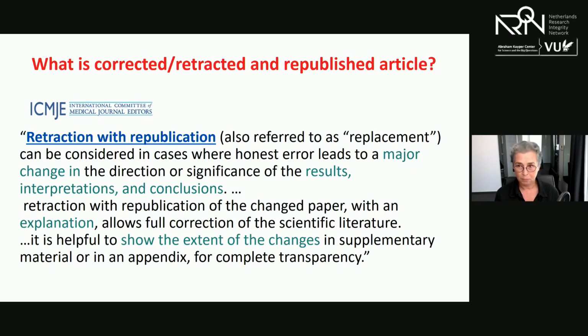honest error? So a mistake in calculation would change the conclusion of the study, and journal editors have tried to address this specific problem with what is called retraction with republication, or retraction with replacement. So when there is an honest error, then a new paper should be published. Of course, the first one had to be retracted, and there should be an explanation of why and what changes were made.